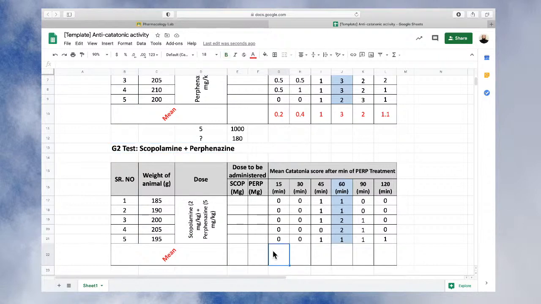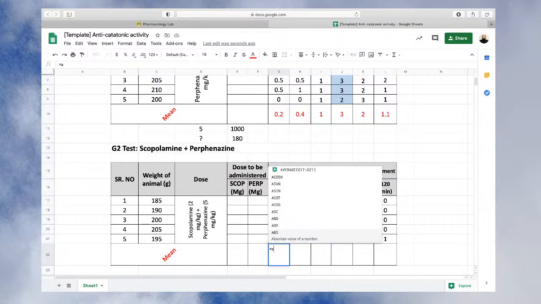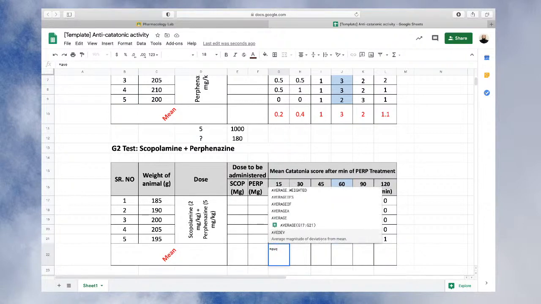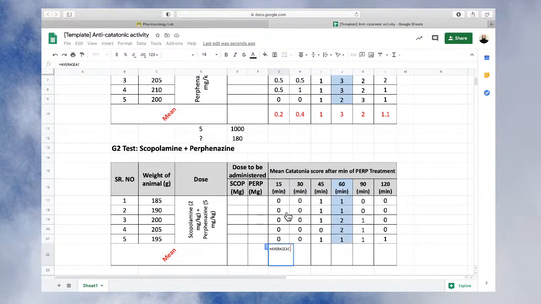When you take the mean of the treatment group, I am writing the average, so don't get confused. In Google Sheet, the same mean, I am calling it the average. So when you put this in the formula, you will get the average. You can see here after 15 minutes, the score is 0. When I drag it, I will get the mean catatonic score after different time intervals of the test group.